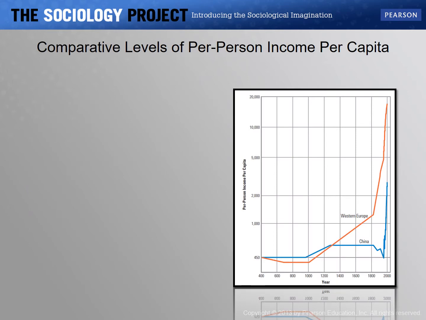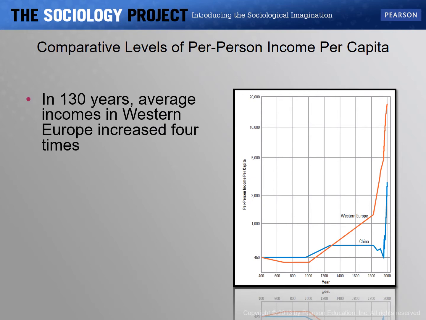If you just look at the per capita income around the world, for example in Western Europe, in the year 400 it was right at about 450. By the time we reach the 2000s, it's nearly 20,000 per capita. So compared to some people around the world, Western countries to China, for example, there's a big gap.